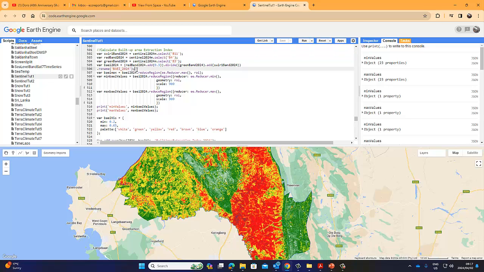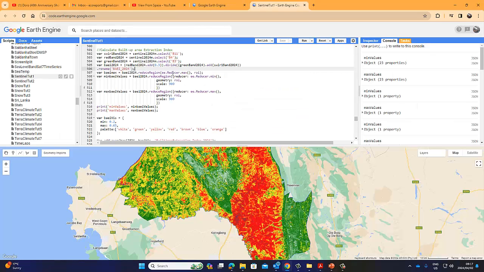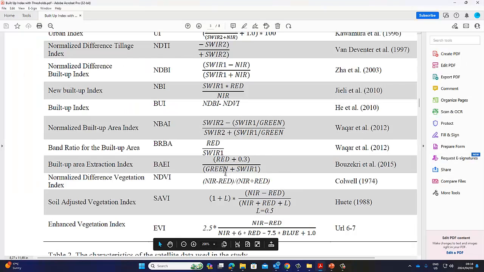Okay, then going for my formula. Remember, what's the formula again? The formula is the red plus 0.3 divided by the green plus shortwave infrared. Now, please remember your BODMAS, okay? You must first add the 0.3 to the red and then you divide by this. Therefore, I've used these brackets just to make sure that you first add. So it's my red band plus 0.3, which I've put in brackets so that it first executes this calculation, and then it divides by the green band plus the shortwave infrared.